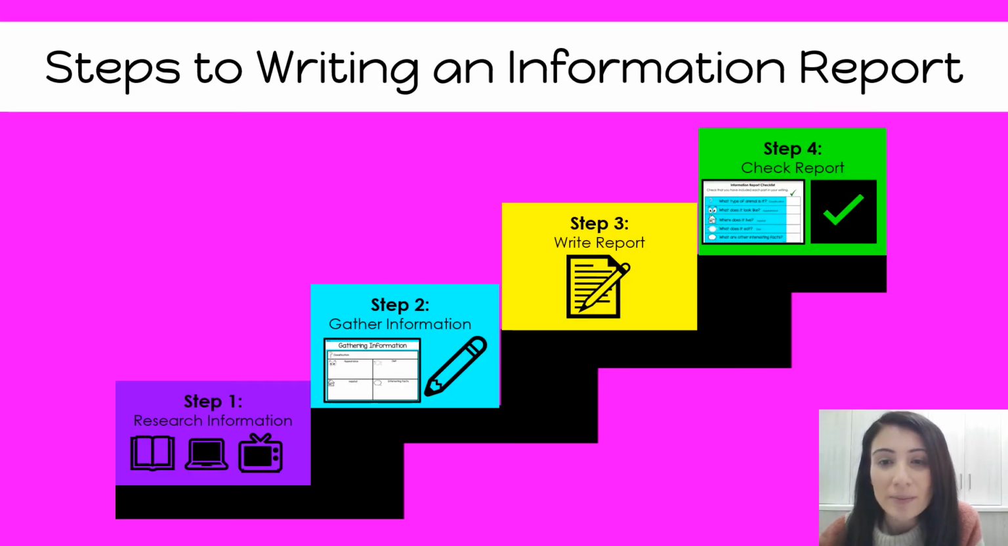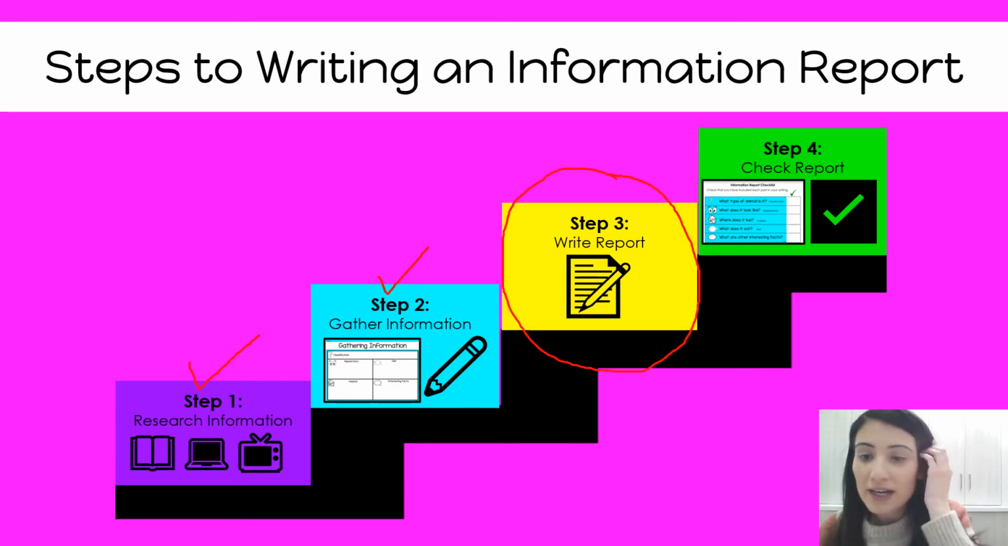Now, here are the steps to writing an information report that I showed you last week. And we're going to use these steps just to make sure that we're on the right track and to remind us of the part that we're up to today. So last week, we focused on researching our information about our chosen Australian animal, and we put that information into our gathering information chart. Now, this week, we're going to be focusing on actually writing the report.